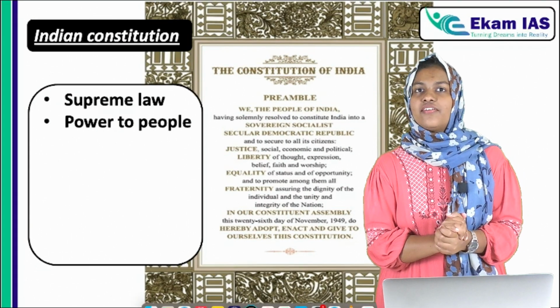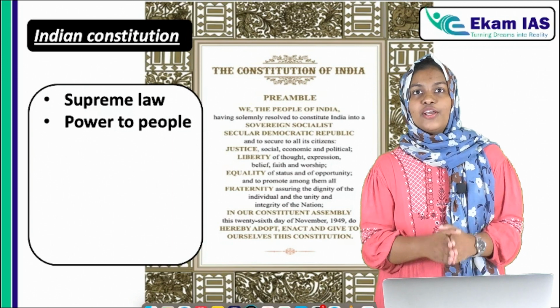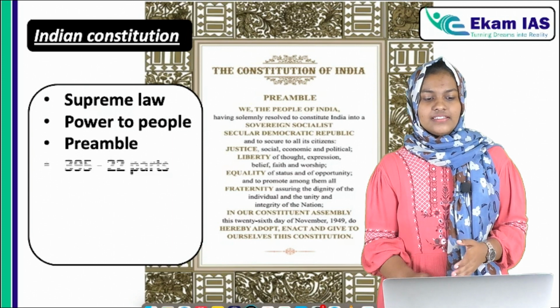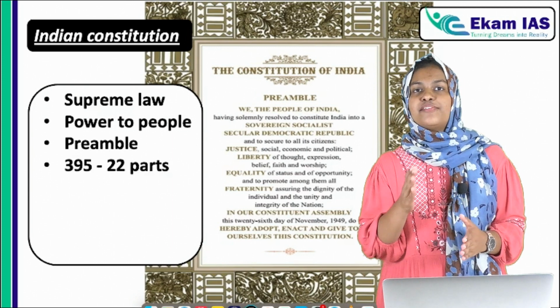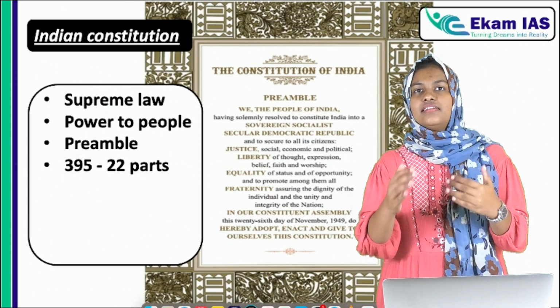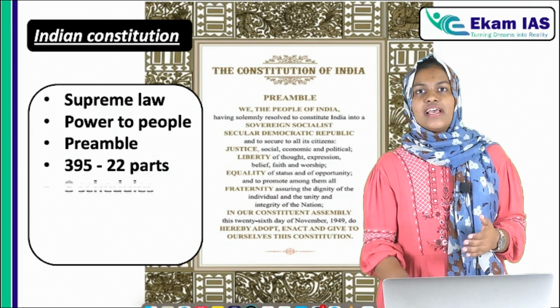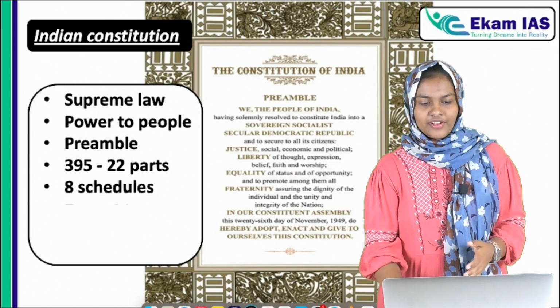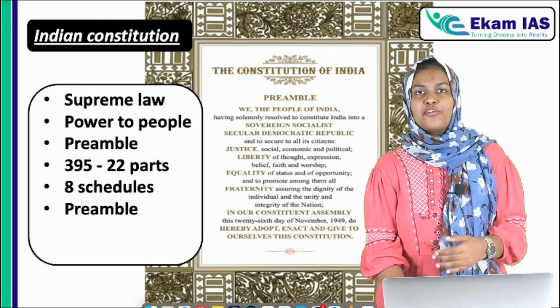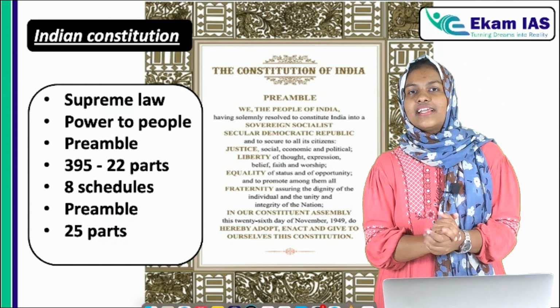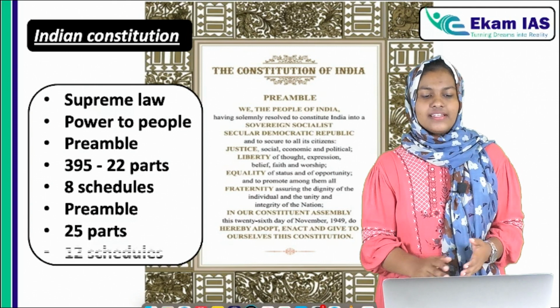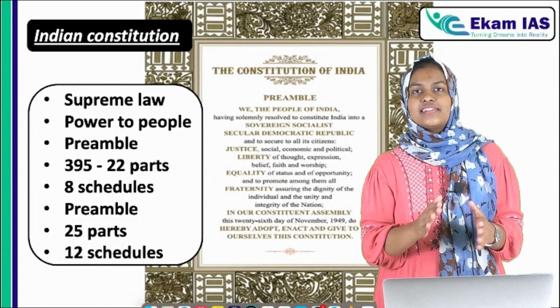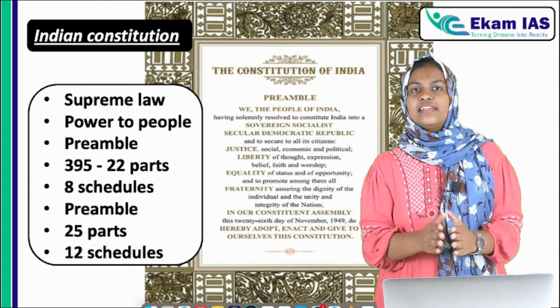When we adopted our Constitution in 1949, we had a preamble and it contained 395 articles that were divided into 25 parts, and we had 8 schedules. At present, we have our preamble and more than 450 articles. They are segregated into 25 parts and 12 schedules. So this is the current status of our Indian Constitution.